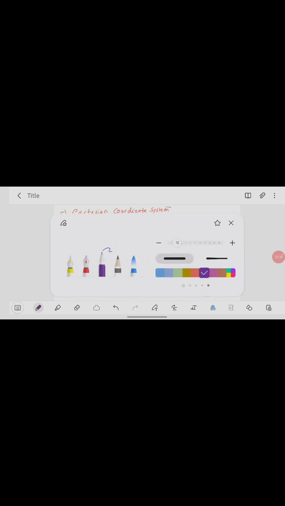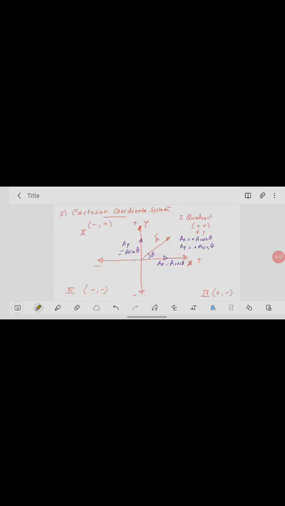Now in the second quadrant, how will it be? Your x is minus, y is plus, so Ax will be minus A cos theta, yes, and Ay will be plus A sin theta, correct? Here, tell me, Ax will be minus A cos theta, Ay will be minus A sin theta, both are minus. Here Ax will be plus A cos theta and Ay will be minus A sin theta. This is called Cartesian coordinate system, correct?